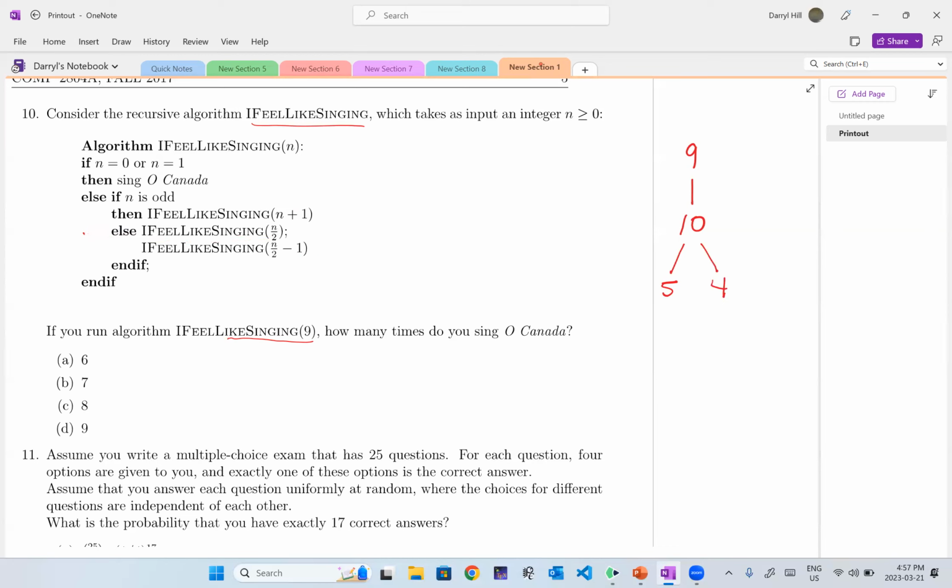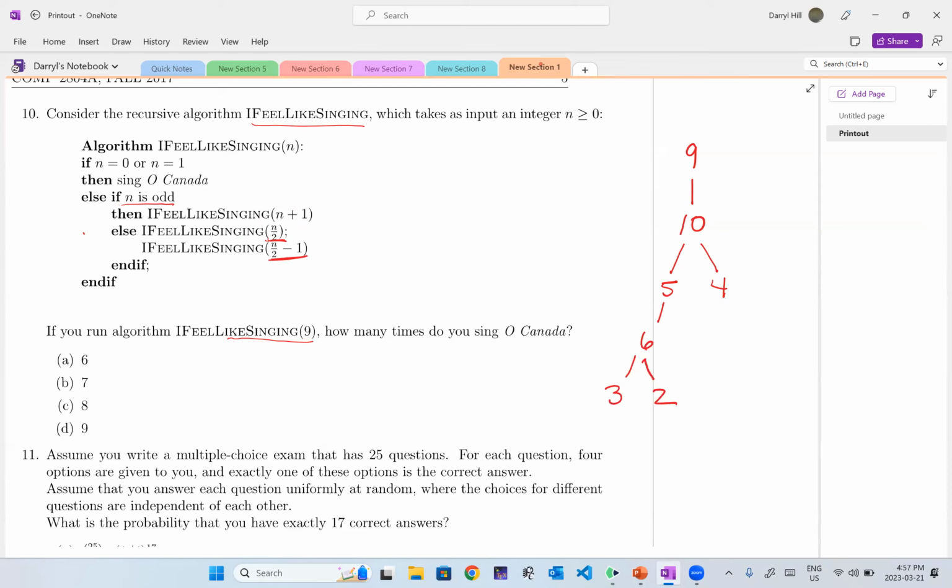You're going to see some patterns in this recursion tree that you can take advantage of. But 5 is again odd. Right, so that means I feel like singing n plus 1, which means I call 6 here. And then from 6, I call n/2 and n/2 minus 1, so I call 3 and 2.